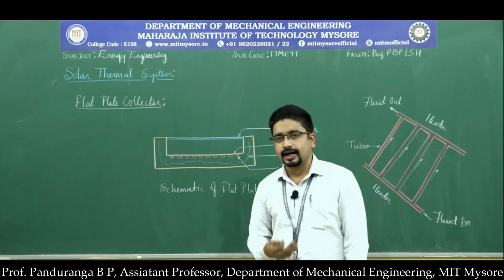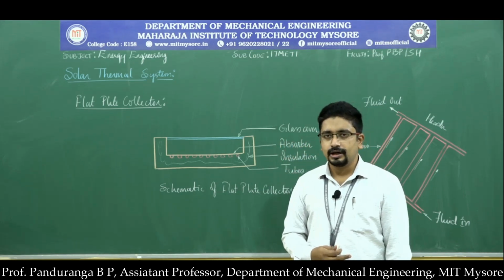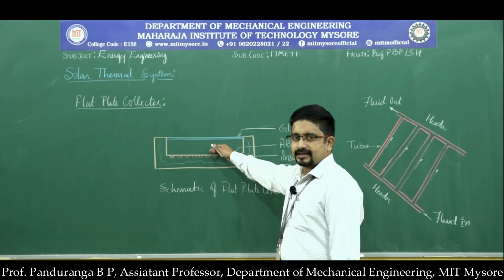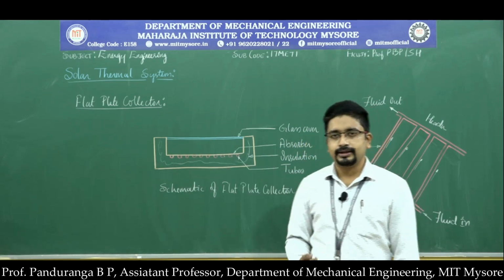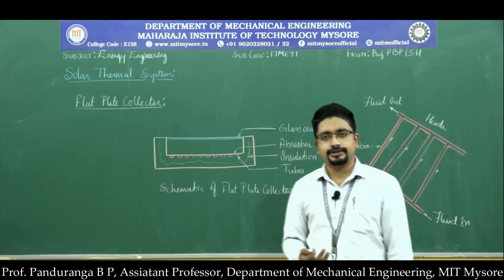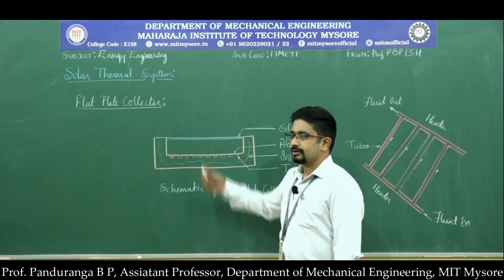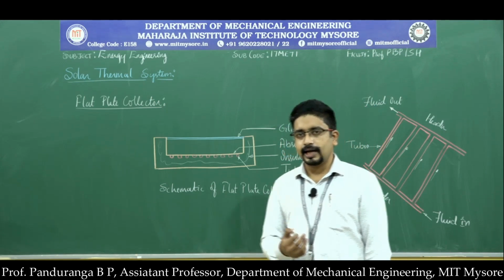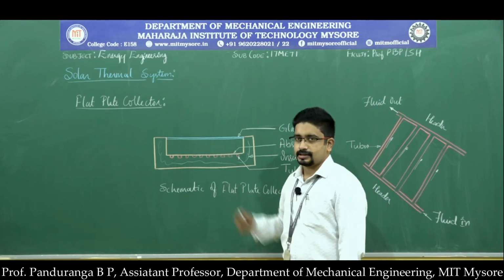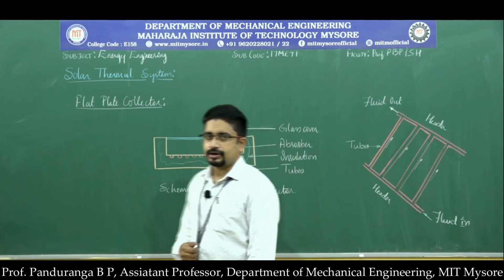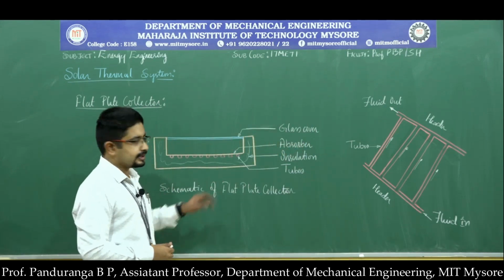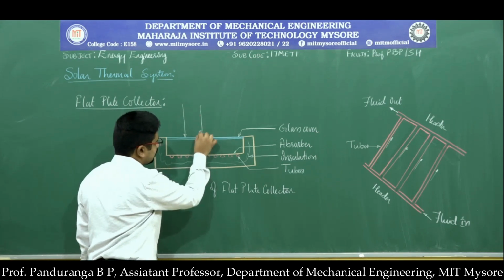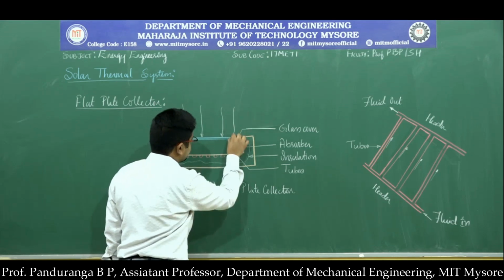Since we are dealing with a slightly higher temperature than usual, we go for glass plates. We can go for plastic plates also, but when the temperature increases during the summer, the plates will not be able to withstand that heat. So we go for glass. One advantage is that it has structural rigidity, and the other major advantage of using glass as the cover is that glass acts as a transparent material for the sun rays which are falling on it.